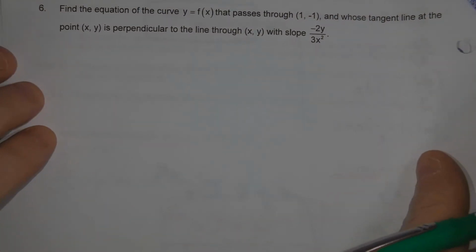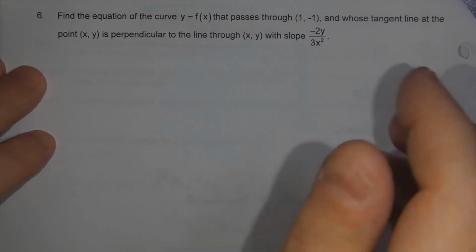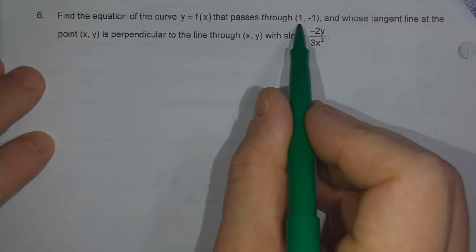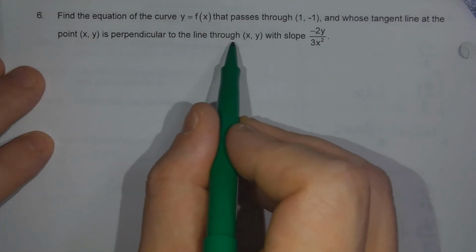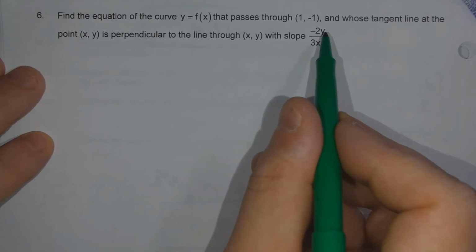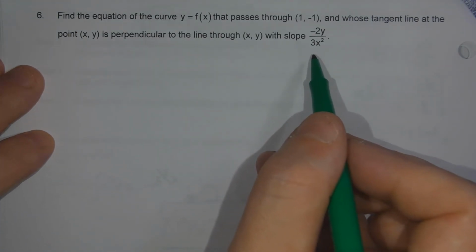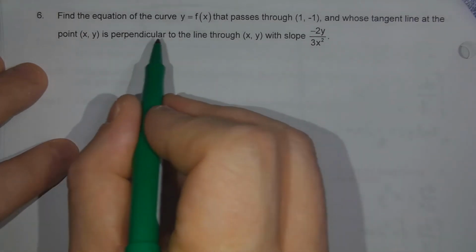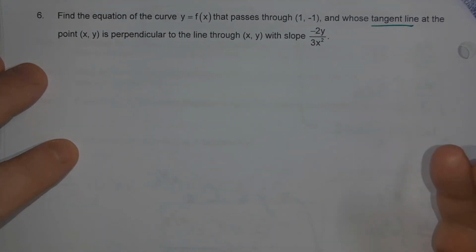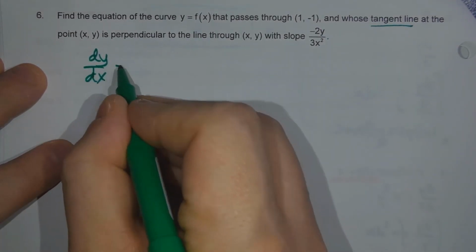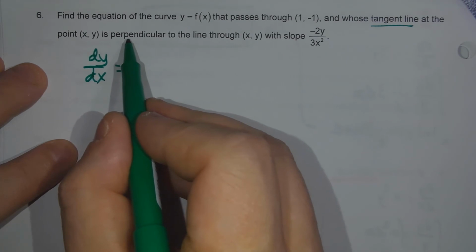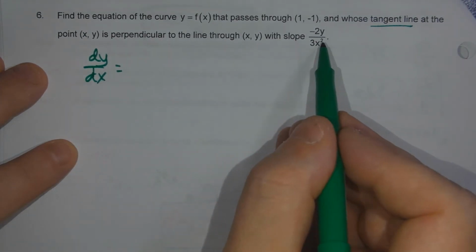Okay, on the next page, last problem on the last page. Find the equation of the curve y equals f of x that passes through 1, negative 1, and whose tangent line at the point x y is perpendicular to the line through x y with slope negative 2y over 3x squared. Wow! Okay, so the tangent line, dy dx, is perpendicular to a line through x y with this slope.